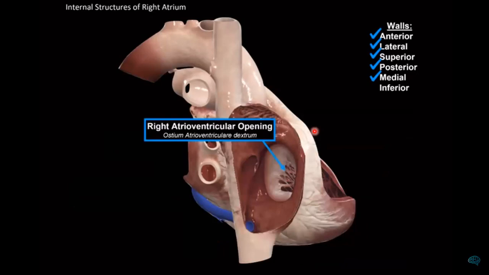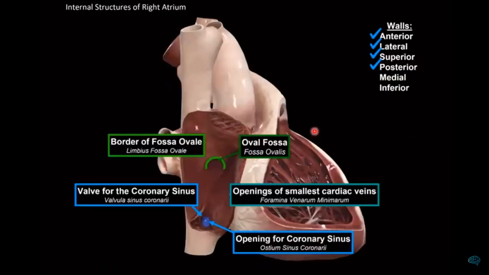And around the oval fossa you should find something called the border of the fossa ovalis. Around the oval fossa, you will see it's bordered by an elevation called the border of the oval fossa. Another thing you will find is an opening for the coronary sinus. In the middle wall you will find the opening of the coronary sinus, which lies between the middle and posterior walls.